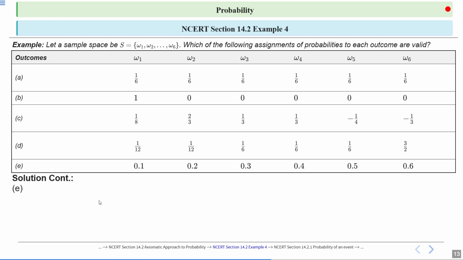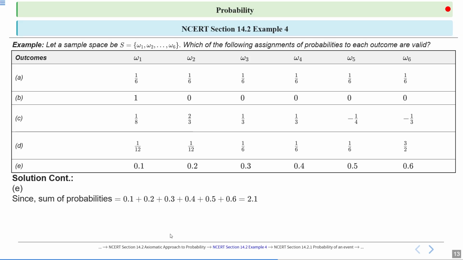In assignment E, you can see P of omega 1 is 0.1, P of omega 2 is 0.2, P of omega 3 is 0.3, P of omega 4 is 0.4, P of omega 5 is 0.5, and P of omega 6 is 0.6. If we take the sum of the probabilities and add these numbers, we obtain 2.1. So the sum of probabilities is 2.1, and this is not equal to 1. It should equal 1, but it is equal to 2.1.